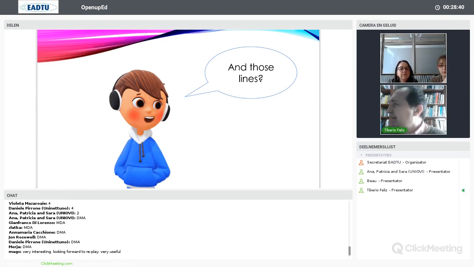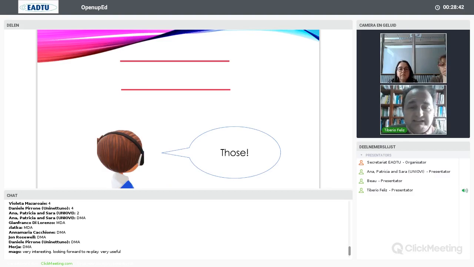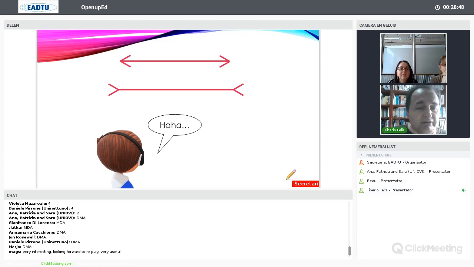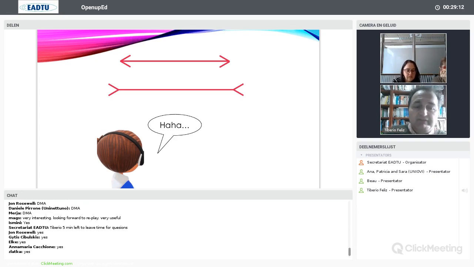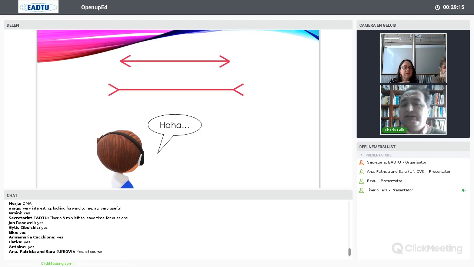What are you asking? Those lines, I understand. Okay, that's right. Yes, I think our participants know this experiment. This is a Gestalt experiment. I don't know if everybody knows this experiment. Do you know it? Yes or no in the chat, please. Do you know this experiment? I'm finishing, okay? Yes, everybody knows it. Only you don't know it.